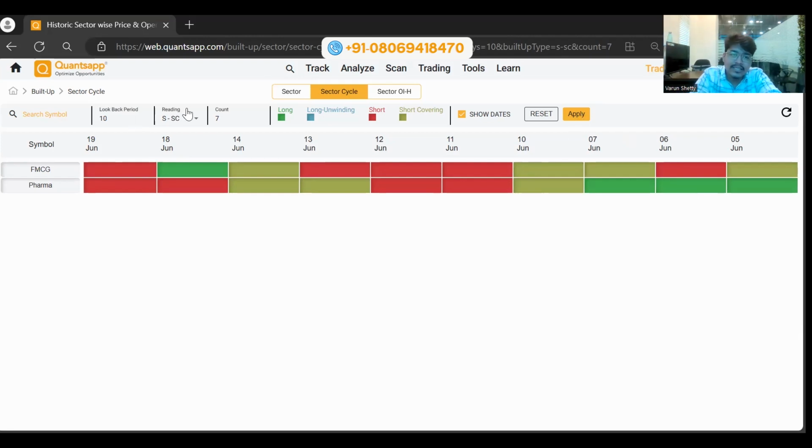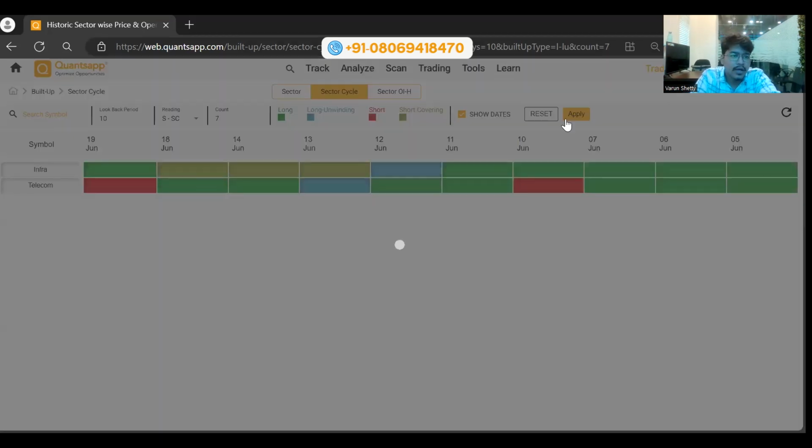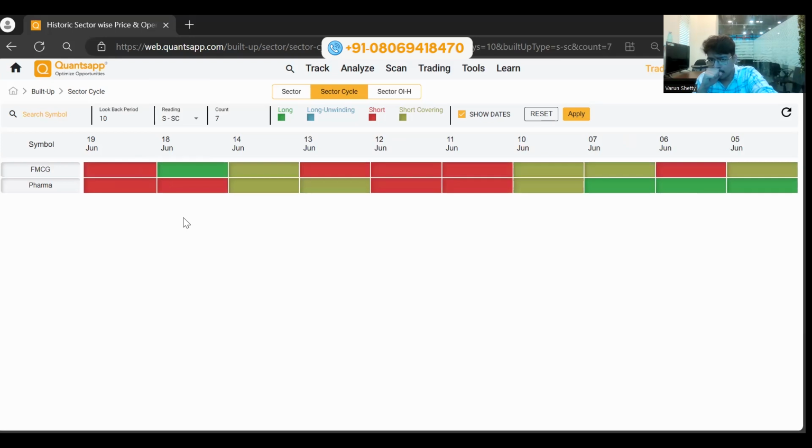Okay. So 10 and 7 is fine. If I select long unwinding and apply, infra and telecom is good as of now. And for short and short covering, FMCG and pharma is good as of now. So these are the 4 sectors that you can go and enter a trade in, right?